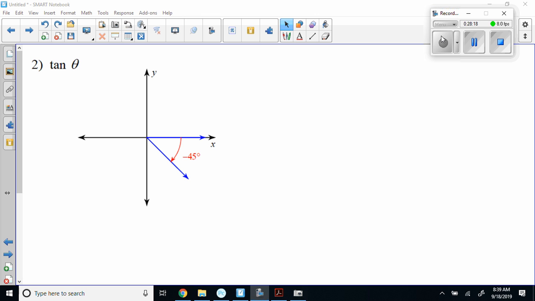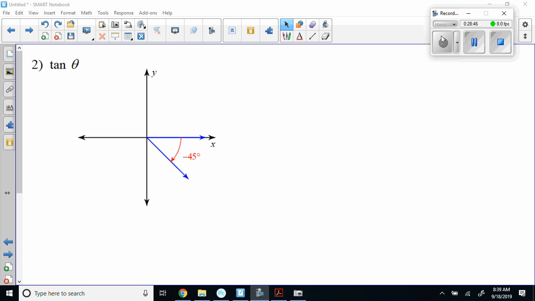Okay. Number 2. What is the tangent of negative 45? Negative 1. Huh? You say negative? You sure? You positive? Who else got it? Yeah, negative 1. Yeah, all right.